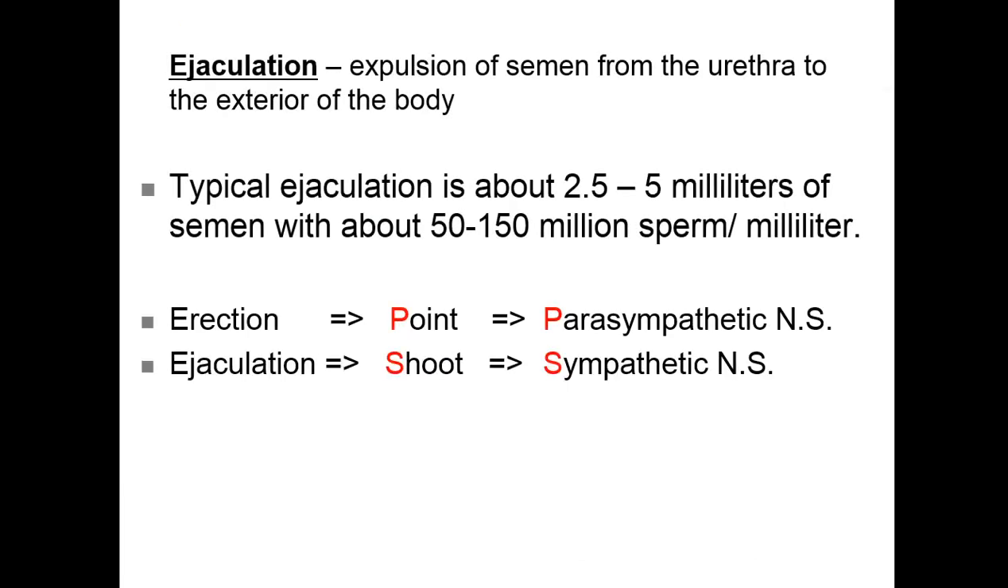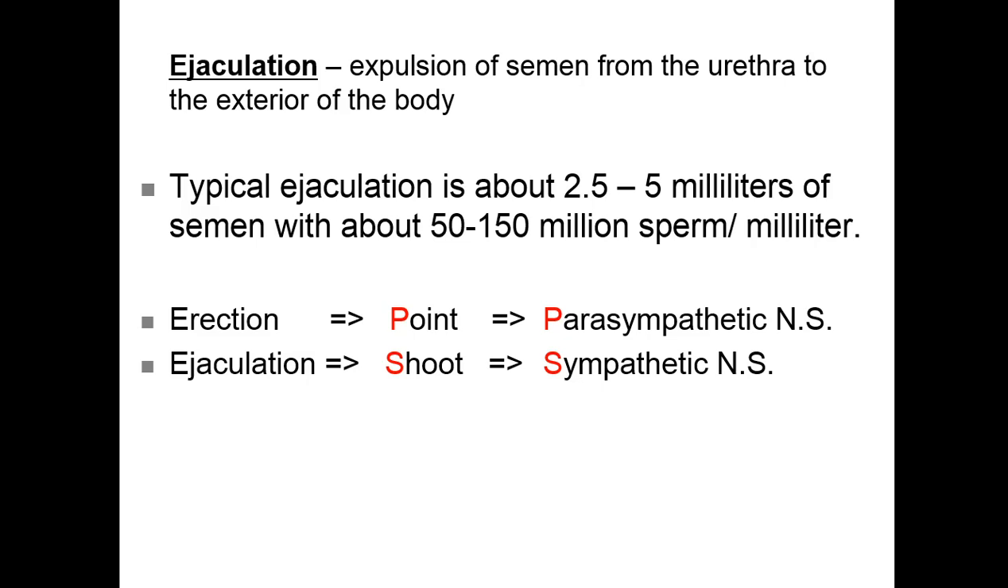So ejaculation, we get expulsion of semen from the urethra to the exterior of the body. Typical ejaculation is 2.5 to 5 milliliters of semen. So we get some parasympathetic and sympathetic nervous system involved in the process.